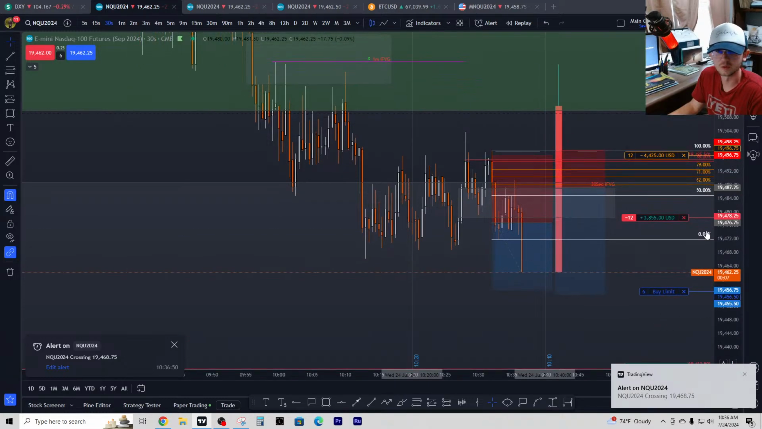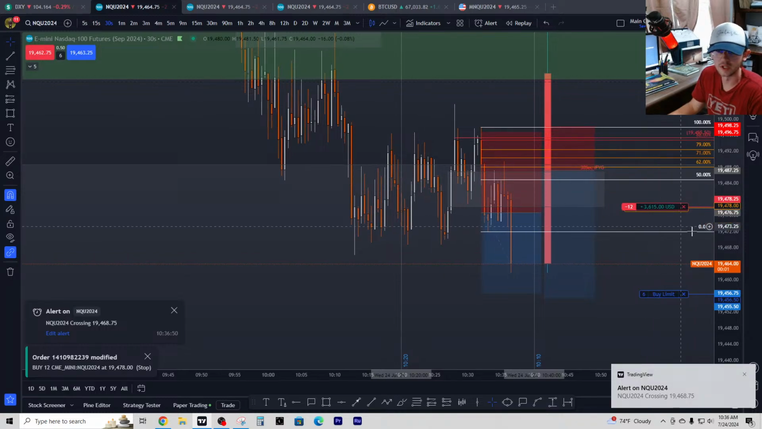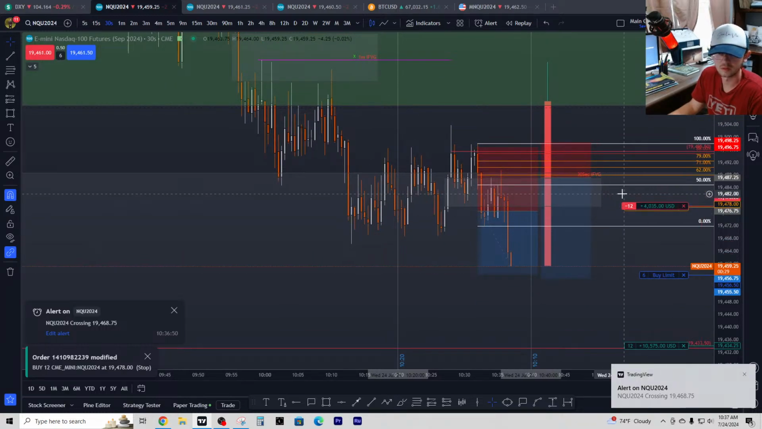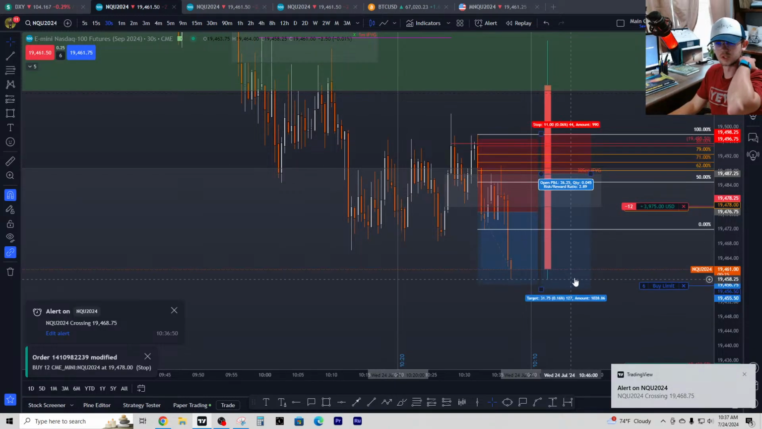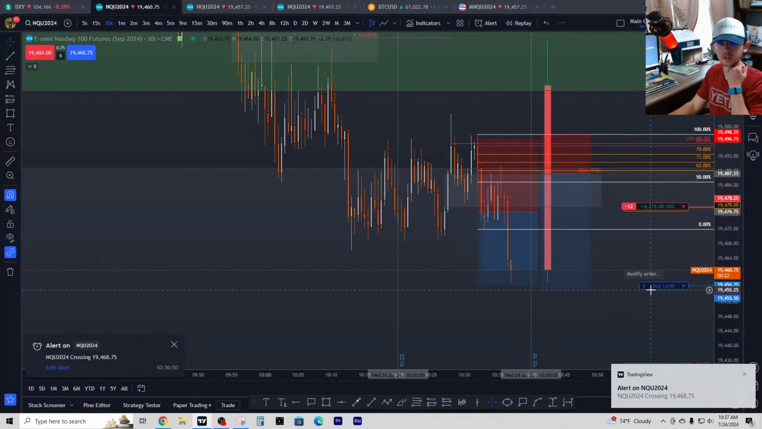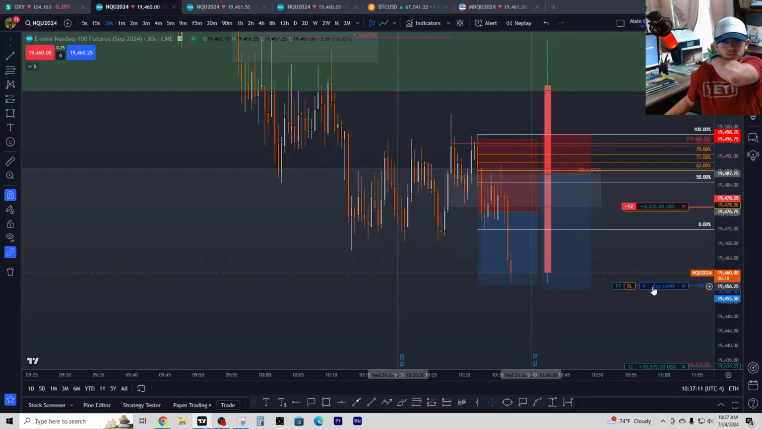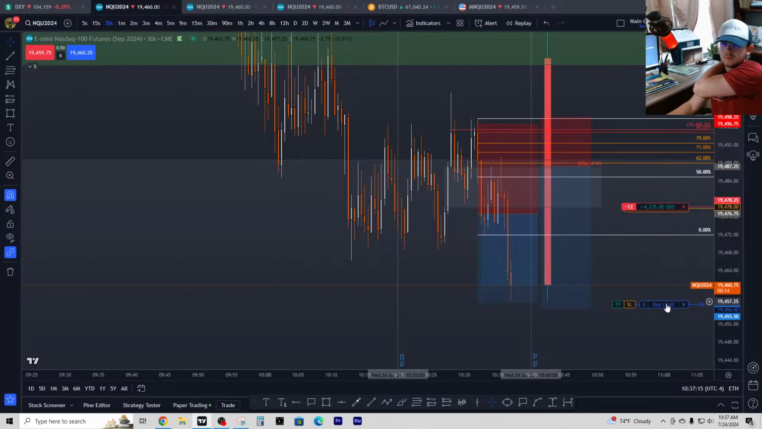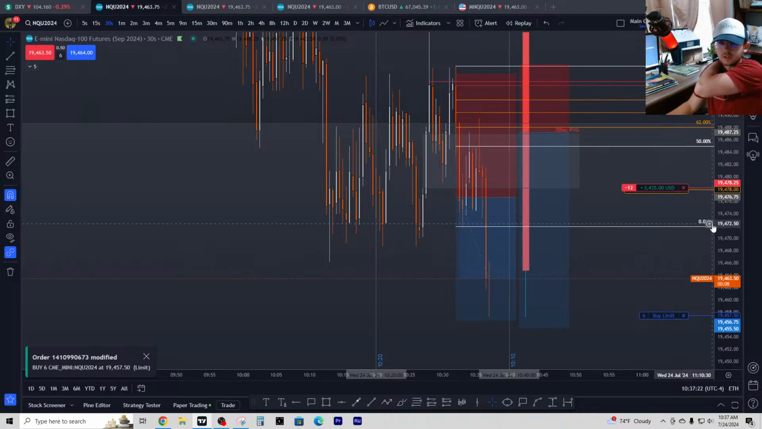There she goes. She's moving down lower. Takes 6 off. Stops go to break even because we broke this low. Might hit break even. Paper accounts 4,500 in profit. We're just about to hit the 20-point target here. Oh, so close, so close. Close that out right over here.